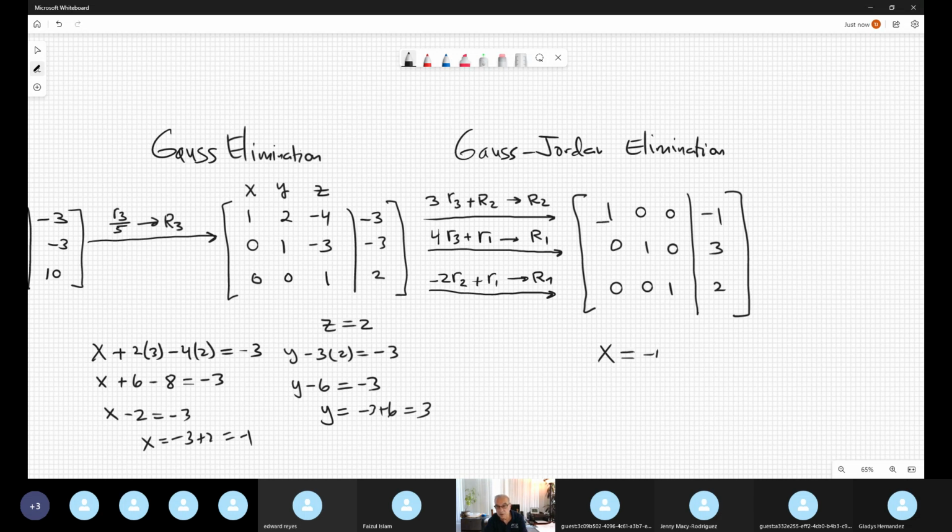Look in this equation, no? Y is positive 3, and z is positive 2. Do you see or no? Yes. It's really amazing.